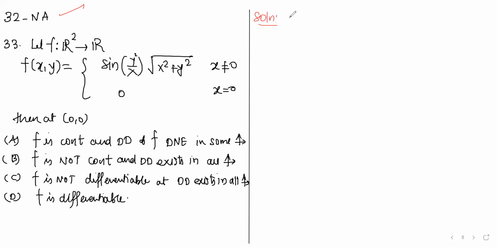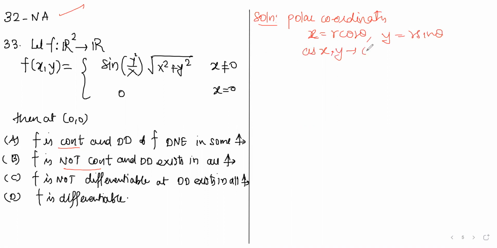At (0, 0), I'll use polar coordinates to find out the limit first, because there is a talk of continuity too. I need to check if the function is continuous or not. So using polar coordinates, x equals r cos theta and y equals r sin theta. As (x, y) tends to (0, 0), r will tend to 0, because you know that r is under root x square plus y square.